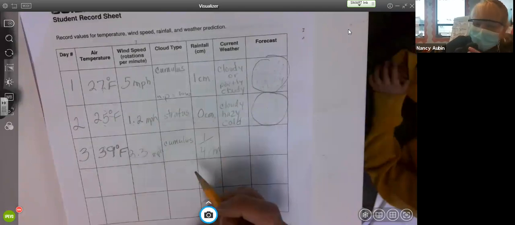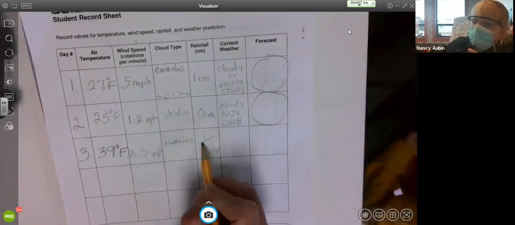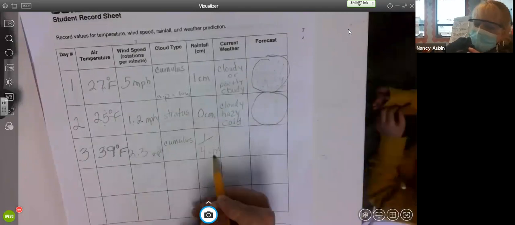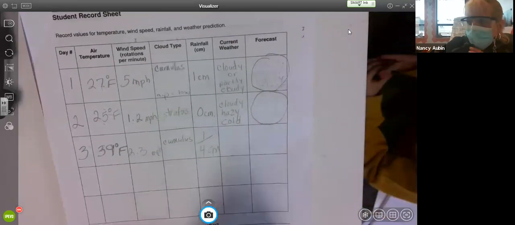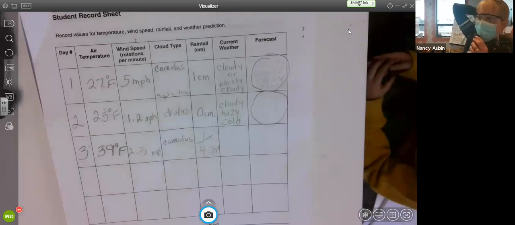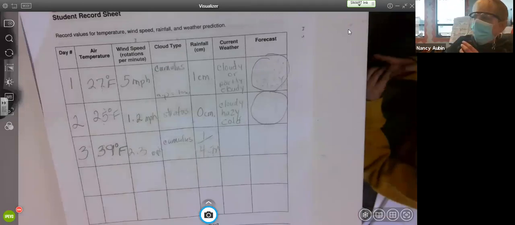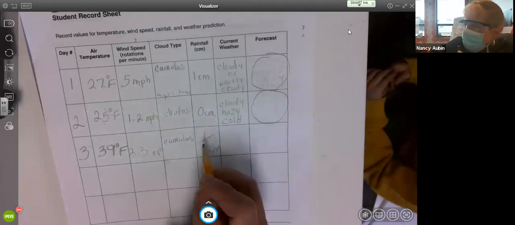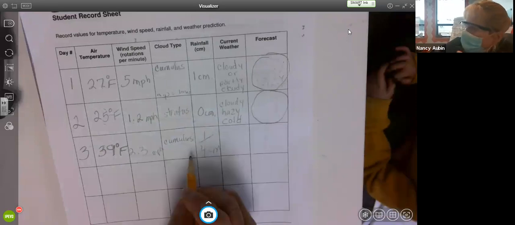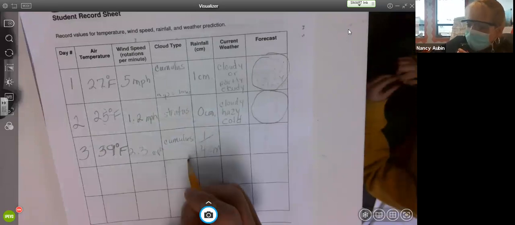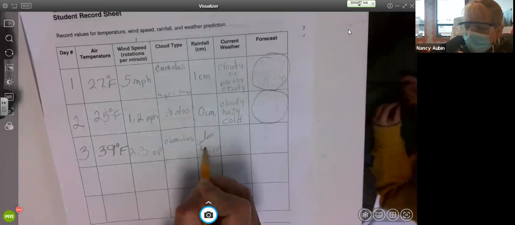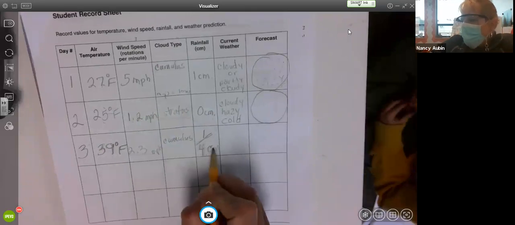Our rainfall, we did get about 1/4 centimeter. So some of us had trouble with that fraction. I just want to remind you, meteorologists use math. When we say 1/4 or 1/4, that's the same thing in science as in math. That's where you're using it. That's real world application. So about 1/4 centimeter.